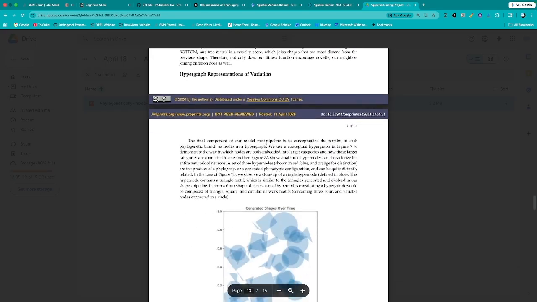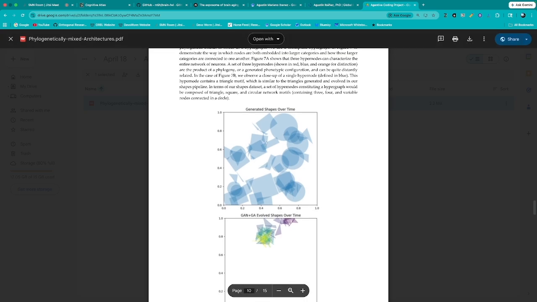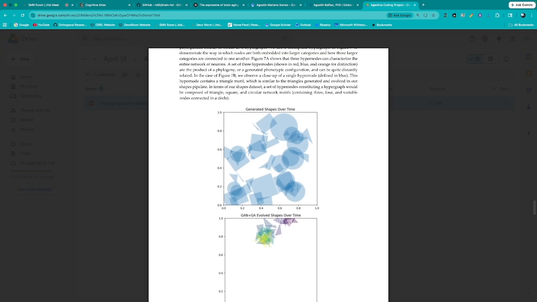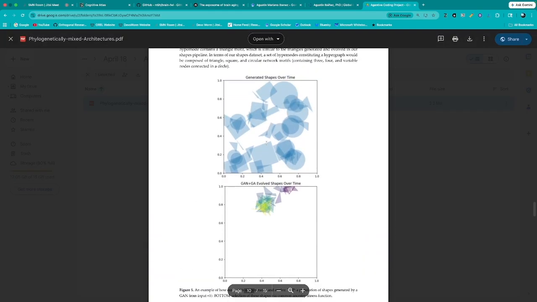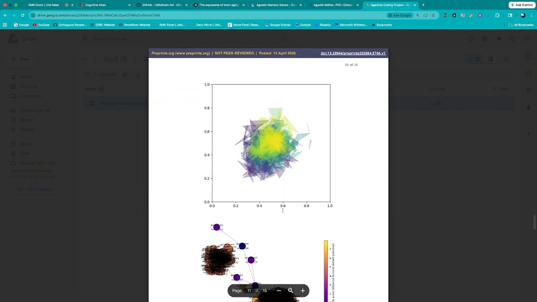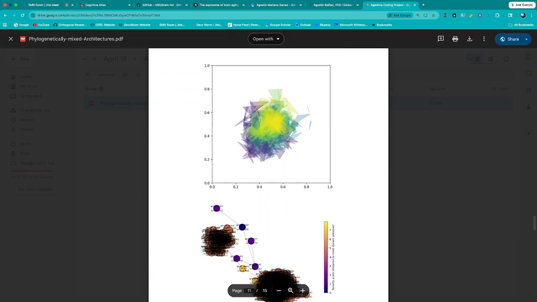These are the technical details still, and this is the way this worked. You would have these shapes generated in this space, and this is the output of a reservoir network, I believe. Then you would have this selection mechanism that resulted in this bottom graph. This is the product of the GAN versus the GA model. You see that these shapes are clustered in one part of the latent space, representing only triangles. It's selecting for triangles. This is another example here.